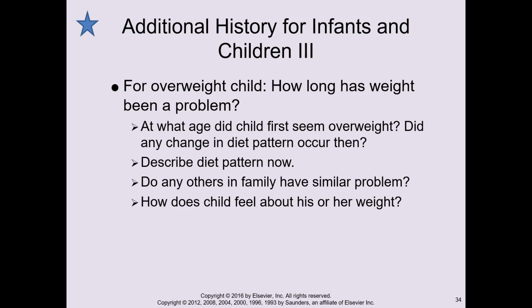Additional history for infants is if the child is overweight, how long has weight been a problem and what are you doing about it? What kinds of foods is the patient eating? But it's not unusual for some parents to feel that the child has an obesity problem when the child really doesn't have an obesity problem at all. So make sure that they're within their optimal growth and development according to the charts before you start talking about an overweight child.